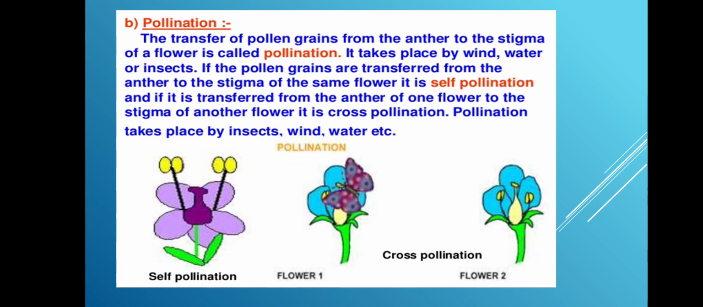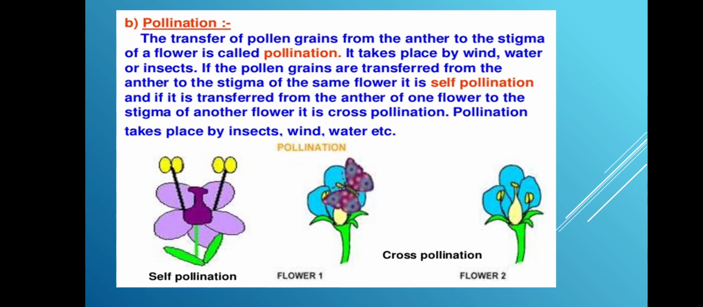So now moving on to the pollination. So the next topic. The transfer of pollen grains from the anther to the stigma of the flower is called as pollination. So this definition they can ask for 1 mark. So what is pollination? What are the different kinds of pollination? In every paper, most of the papers, repeatedly it's been asked. The transfer of pollen grains from the anther to the stigma of the flower is called as pollination. So it takes place by the help of wind, water or insects.